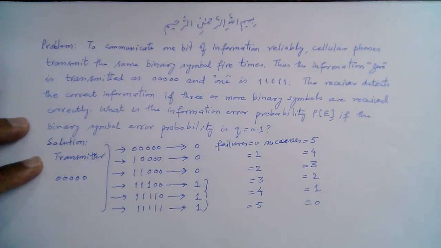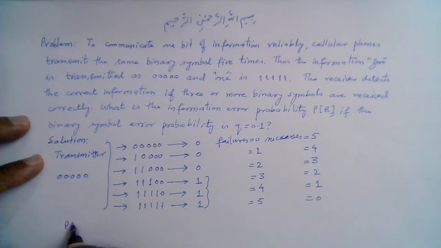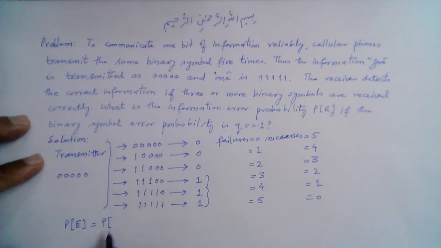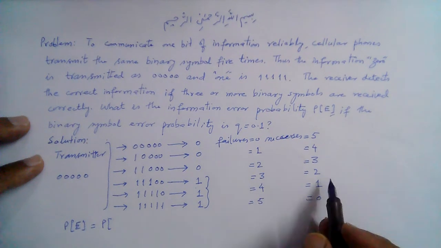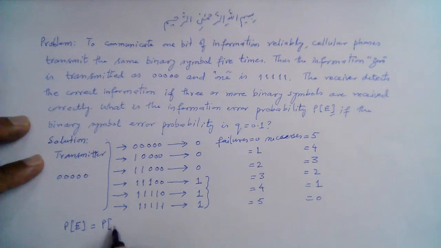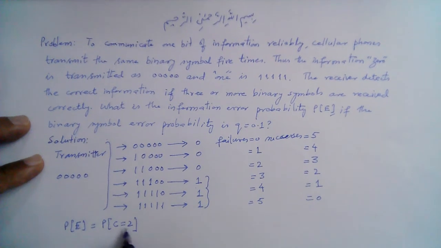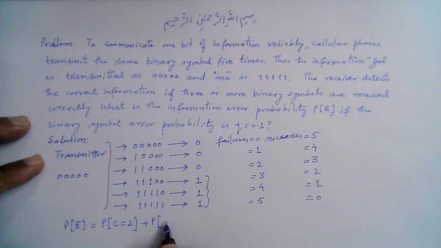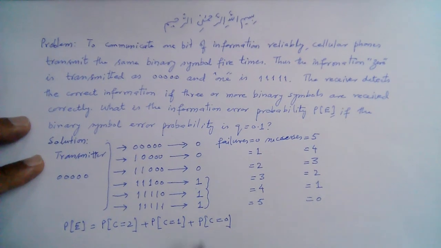So for example, probability PE is given by the probability that only 2 bits are received correctly. Let C be the number of bits received correctly, so let's denote this by C = 2. Probability that only 1 bit is received correctly, or probability that no bit is received correctly, right?